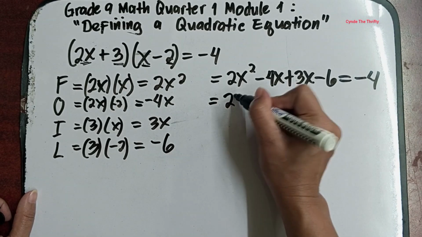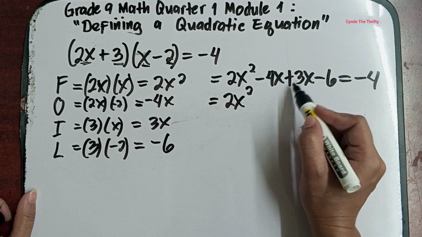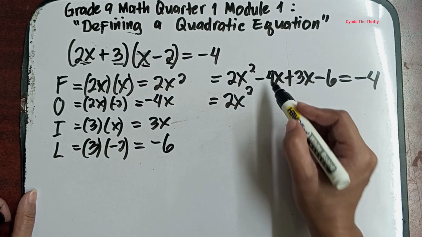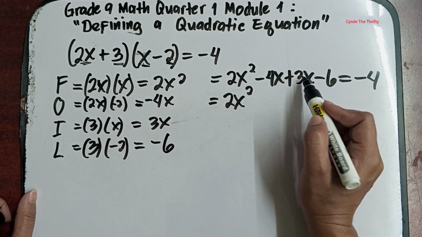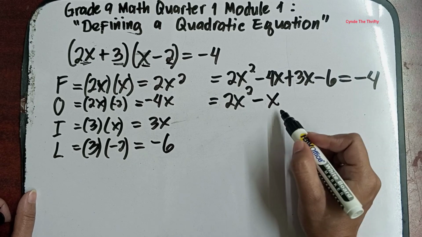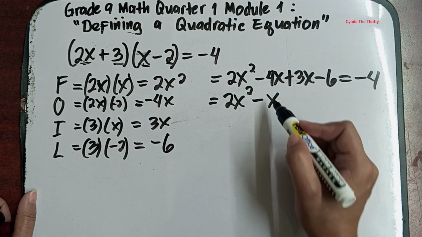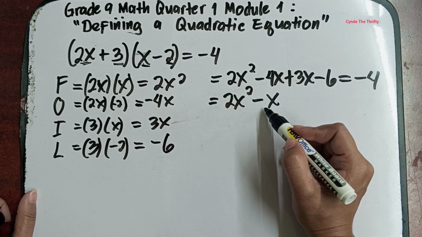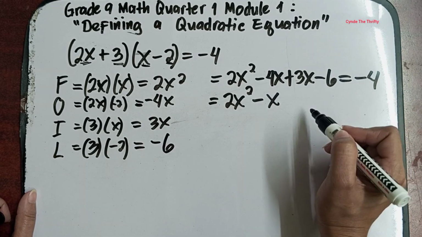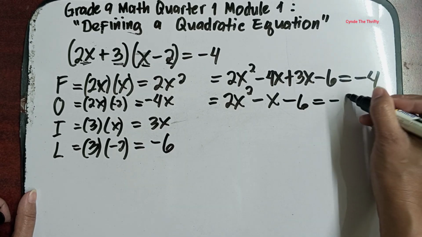So, 2x squared. So, negative and positive, hindi magkapareho ang sign. Of course, i-subtract natin at kokopyahin natin ang sign ng bigger number. So, ang bigger number is si 4. So, 4 minus 3 equals 1. So, negative x. Okay? So, ang sagot natin, negative 4x plus 3x is equal to negative x. Automatic na yan siya understood na merong 1 na number si x. So, hindi mo na kailangan isulat si 1 dyan. Understood na yan siya. So, minus 6 is equal to negative 4.